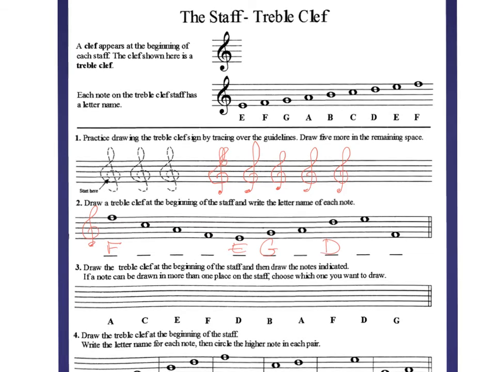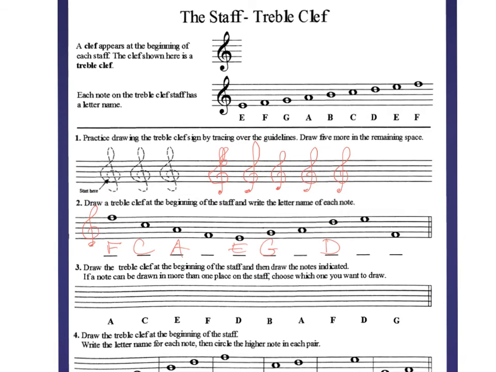For the spaces, bottom to top, we have F, A, C, E. All you have to memorize is face in the space. Face in the space. So this one here, we got face in the space, F, A, C, so that's going to be a C, etc. And then I just do the rest of them that way.